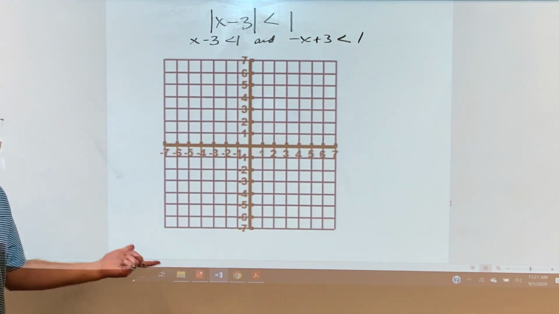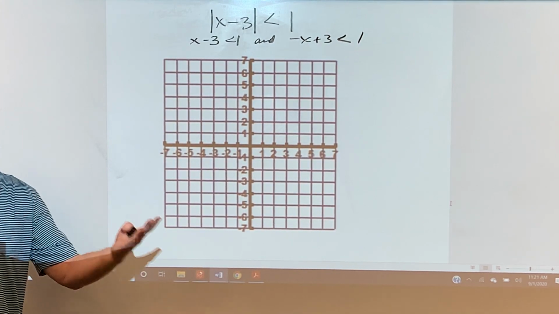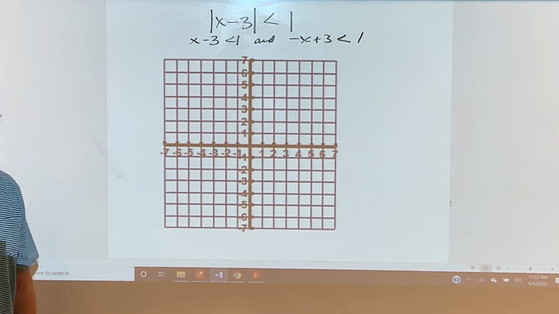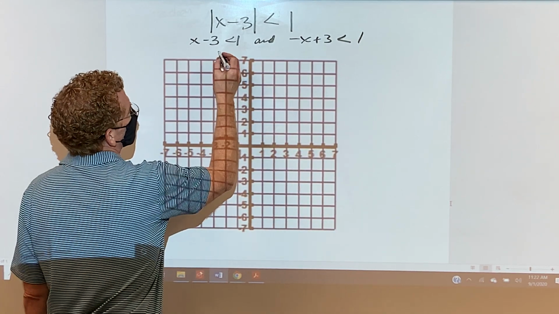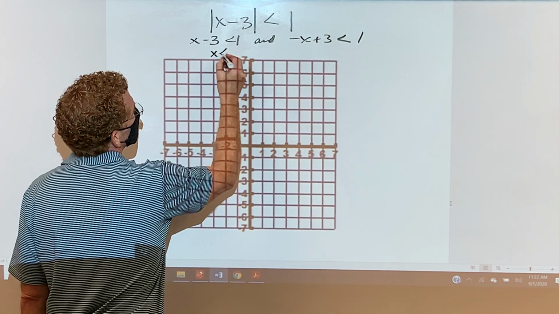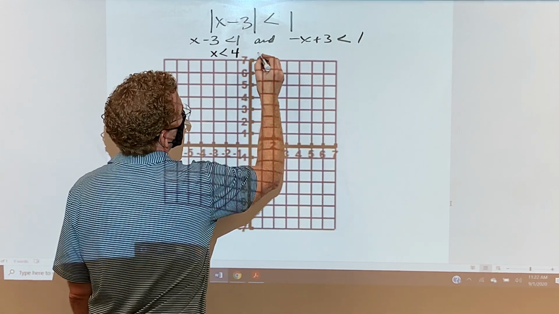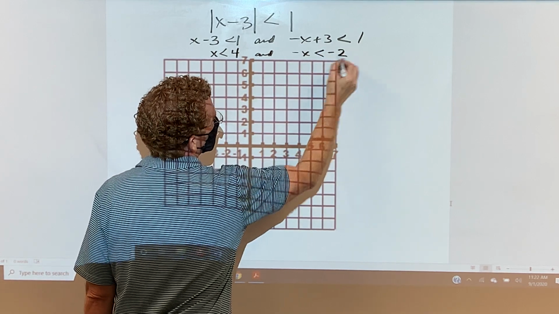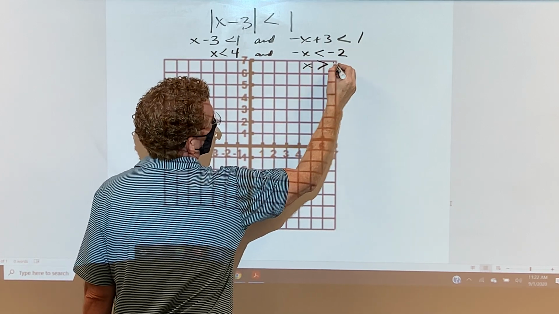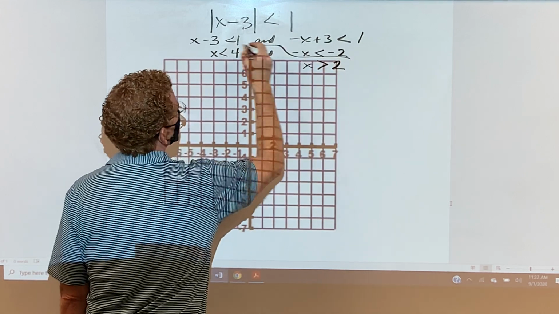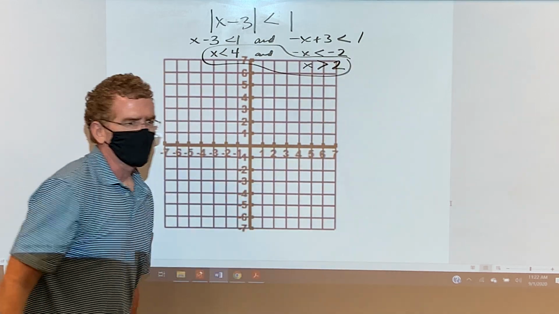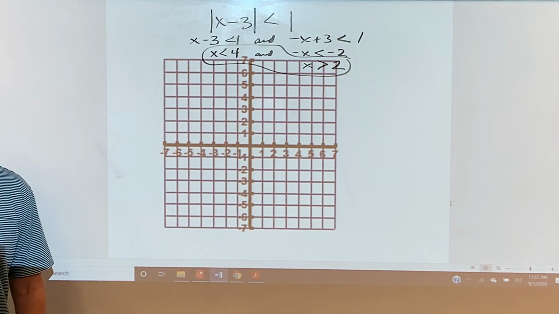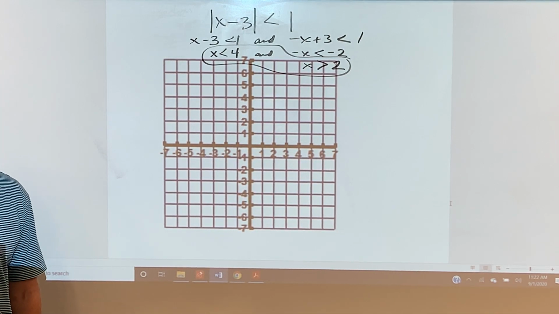And now I have 2 problems joined by an and, which is a system of equations, right? So what does that mean here? If I solved, I would get x less than 4 and negative x less than negative 2, which is x greater than 2. So this is my result. Now, how do I graph x less than 4 and x greater than 2?